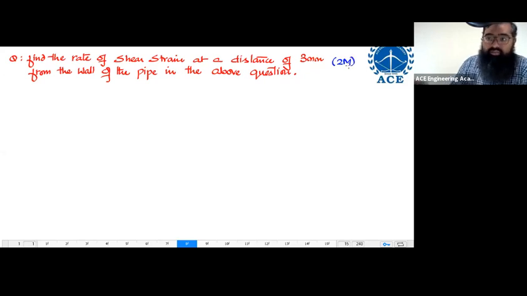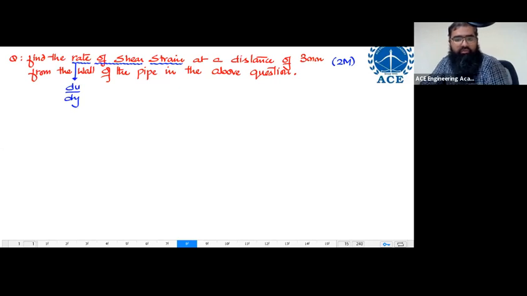Again, easy only. It is not that much difficult. Everything is formula based. Actually, find the rate of shear strain. First of all, what will you call rate of shear strain? What is the meaning of rate of shear strain? Rate of shear strain means du upon dy. This is called your rate of shear strain.